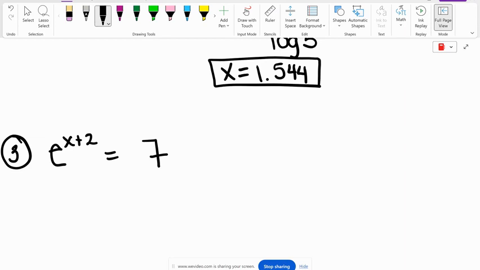Is there any way to change 7 into a base of e? No, there's no way to change 7 into a base of e. There's no way to change e into a base of 7. So we cannot solve this by hand. So I need to get the variable out of the exponent. So what am I going to do on both sides to get the exponent out of the exponent?